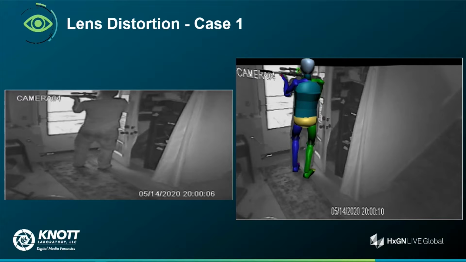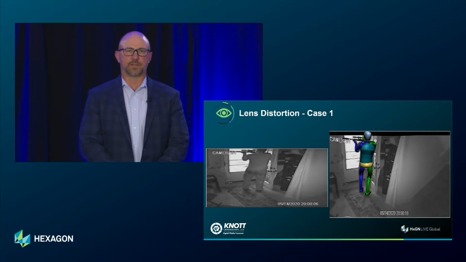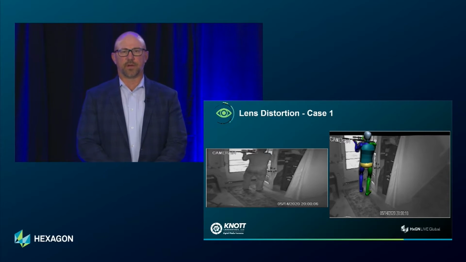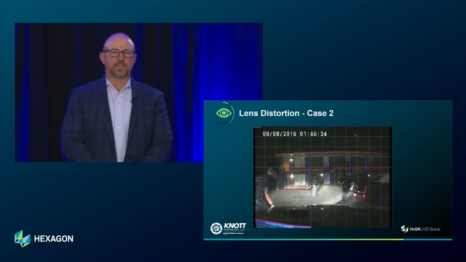In this instance, we were tasked with figuring out exactly where this rifle was pointed at this point in time. And so we went through the process. First thing was lens distortion and remove that. When you correct for lens distortion, you actually see that the staircase is now viewable on the right side of the photograph. I'll take you through case 2.